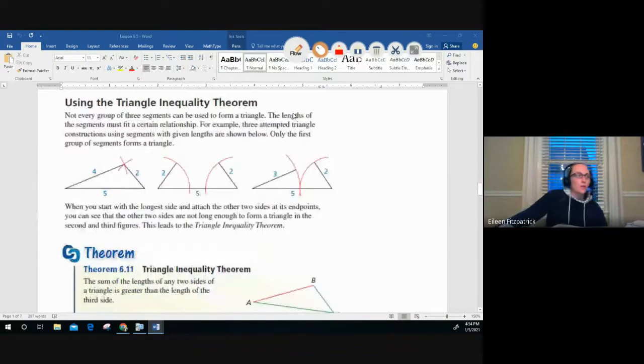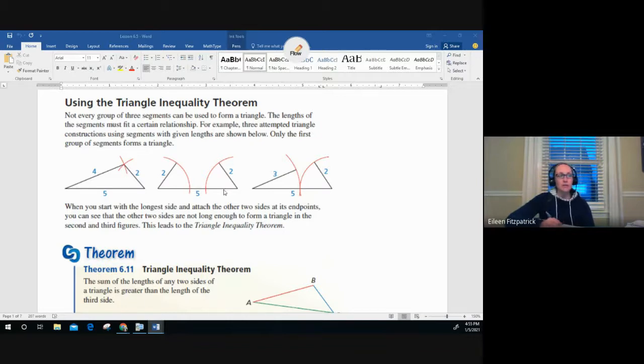Using triangle inequality theorem. Not every group of 3 segments can be used to form a triangle. The lengths of the segments must fit a certain relationship. For example, 3 attempted triangle constructions using segments with given lengths are shown below. Only the first group of segments forms a triangle. So you can see here we have side lengths 5, 4, and 2. And when you take the 3 segments and try to form a triangle, it does form a triangle.